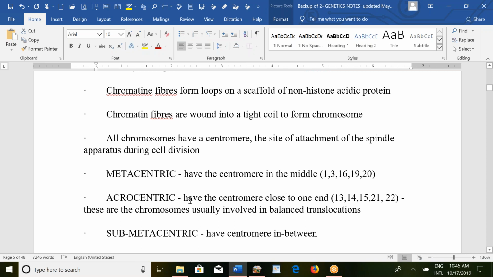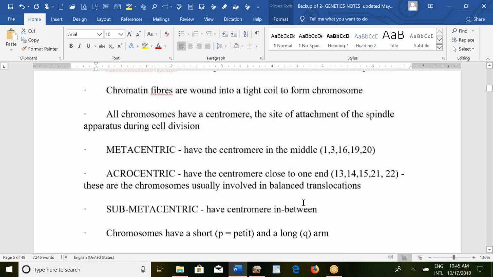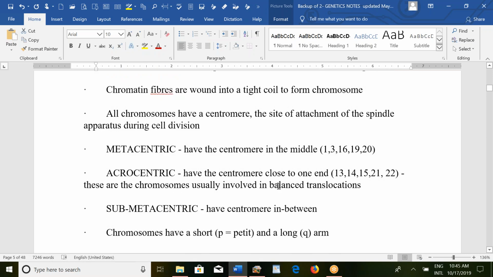Acrocentric chromosomes have the centromere close to one end. Acro means the end, periphery. And these are the chromosomes usually involved in balanced translocation: 13, 14, 15, 21, 22. So they are easy to remember, okay? And you will see them in balanced translocations, and the most common condition will be Down's syndrome.